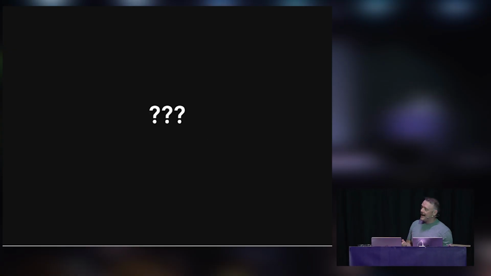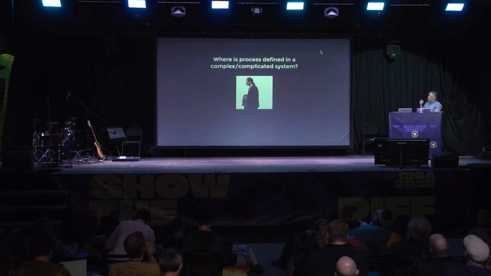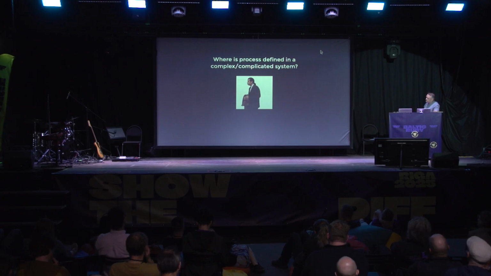You might notice that I haven't mentioned process at all. If we're building complex systems using a lot of simple objects, where does the process live? And this is a question that I've studied for a few years now. Where is process defined in complex and complicated systems?